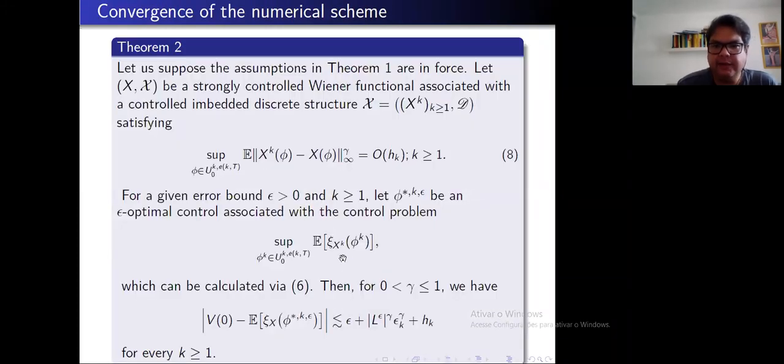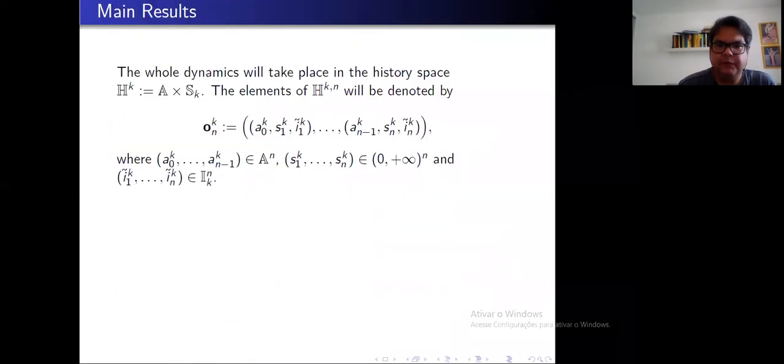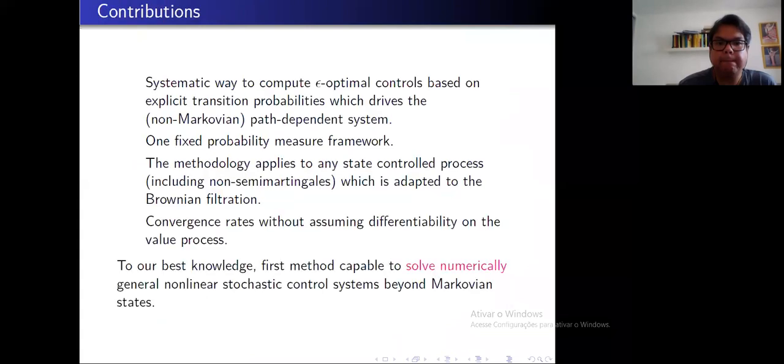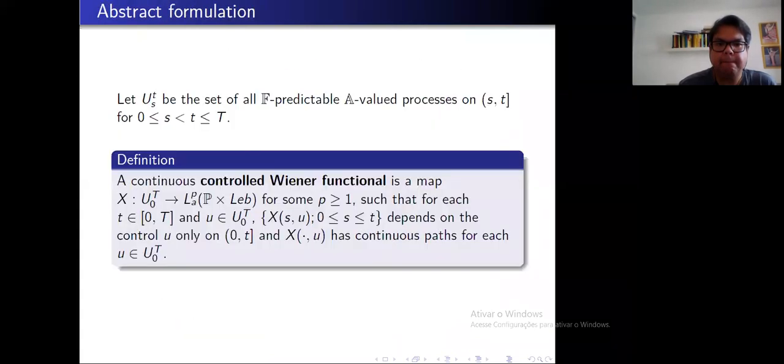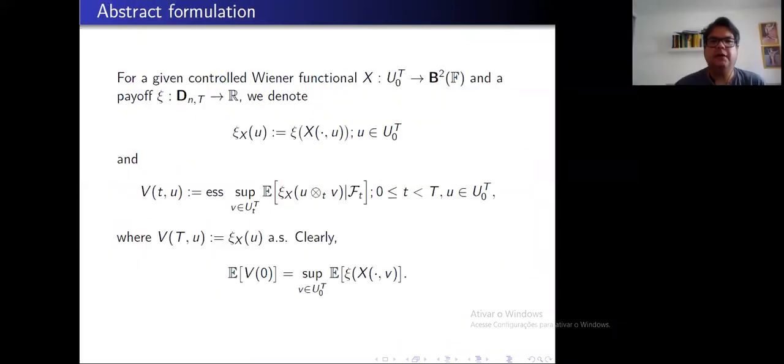Then for gamma between 0 and 1, we have this rate of convergence here. How can we interpret these two theorems? So you have a stochastic control problem, and I want to find a stochastic control which realizes maybe not this equality, but up to an epsilon term. An epsilon optimal control.